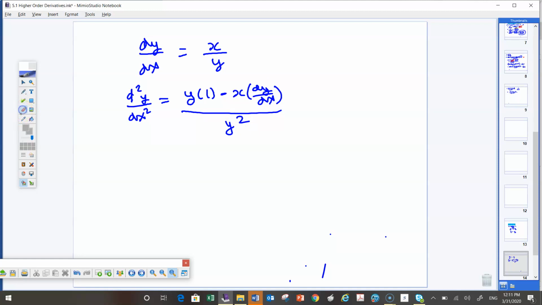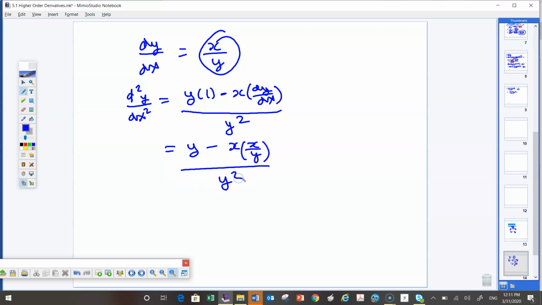Again, we're done calculus there. The rest of this is just algebraic simplifying. Okay, well, to do this, I'm going to replace dy/dx. We know dy/dx is x over y. So in place of dy/dx, I'm going to write it as x over y, and this is over still y squared. So this becomes y minus x times x is going to be x squared over y squared.